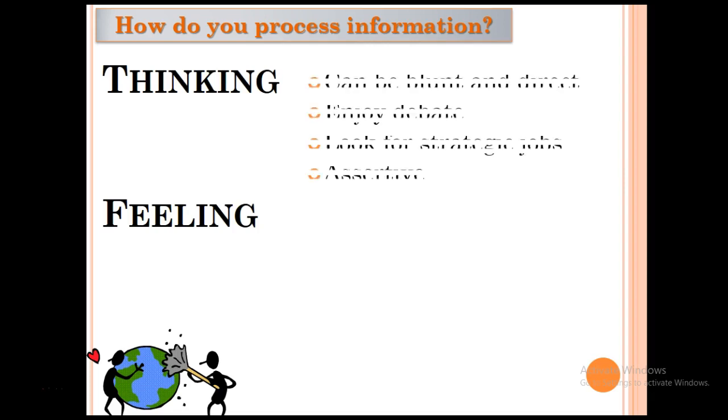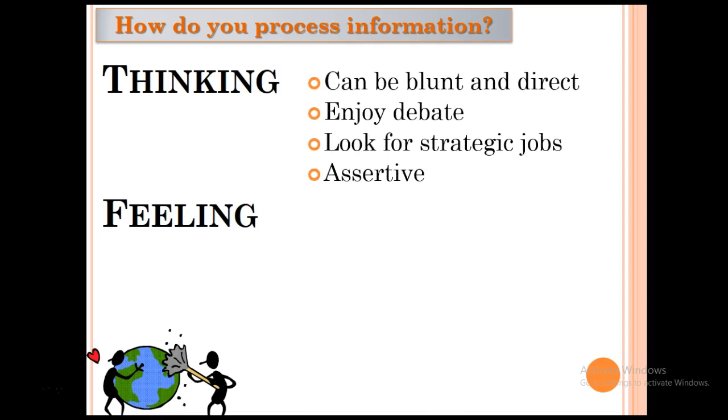We have our thinkers and our feelers. Our thinkers can be blunt and direct. They enjoy debate, they tend to look for strategic jobs, and they tend to come across as more assertive. Our thinkers are the ones who are just going to tell you like it is, right? These types are the ones who are kind of our black and white thinkers. So, it's black or white. It's right or wrong. There's no in between. I need you to just tell me the answer, and I need you to be honest with me.